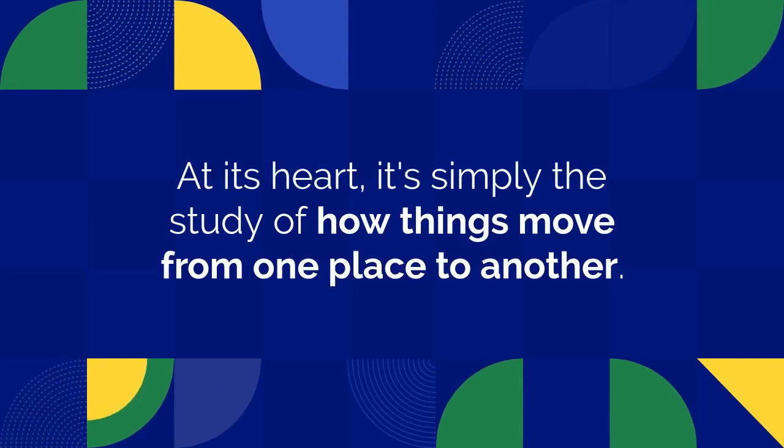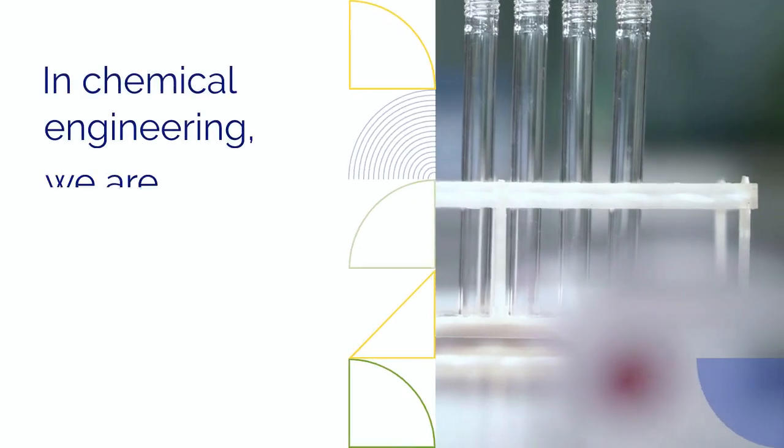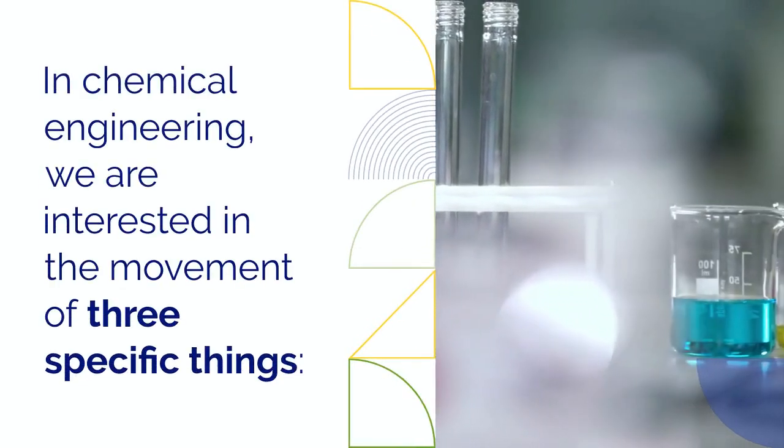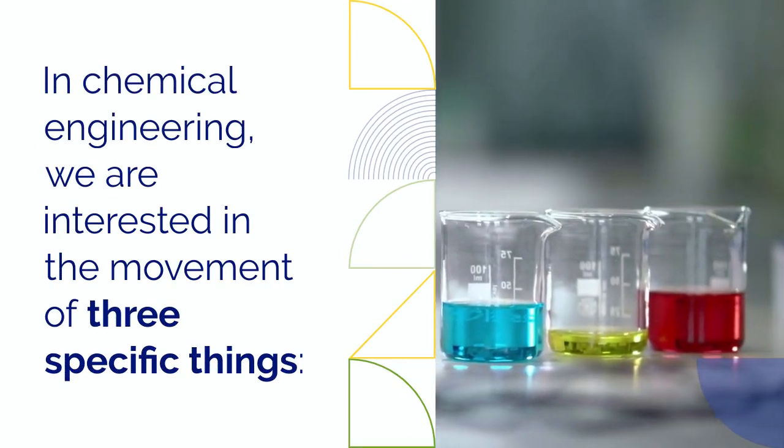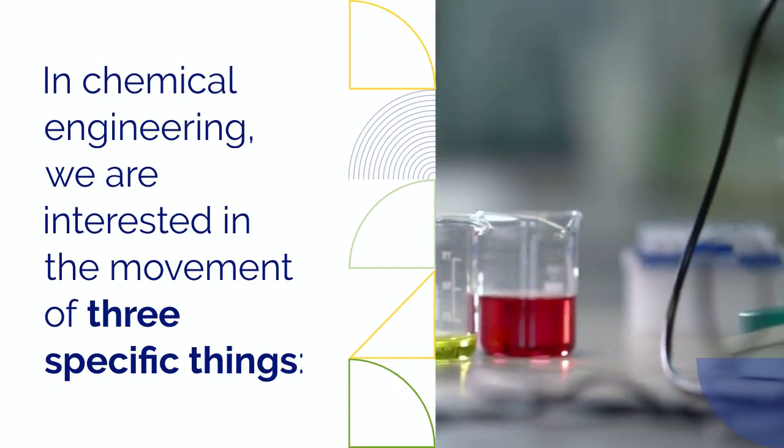It might sound complex, but at its heart, it's simply the study of how things move from one place to another. In chemical engineering, we are interested in the movement of three specific things: momentum, energy, and mass. Let's look at each one.